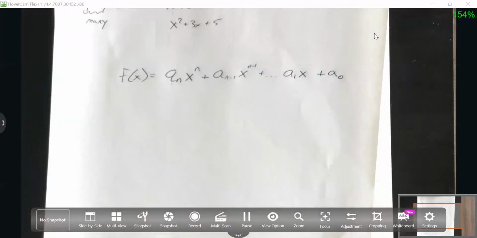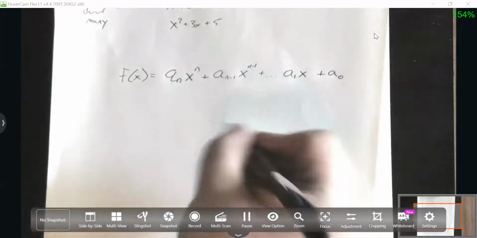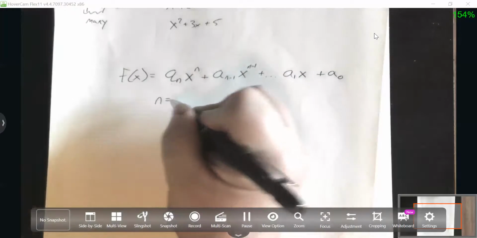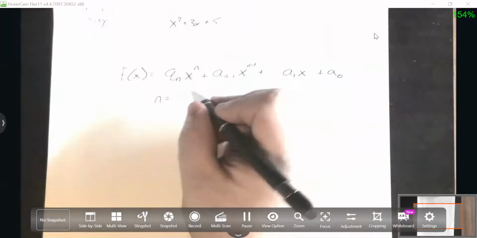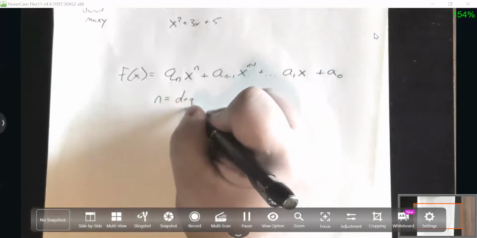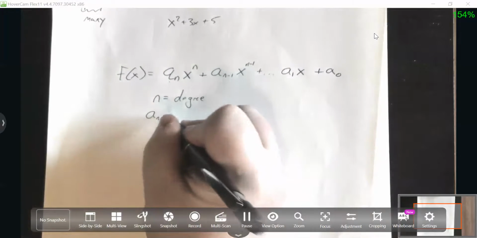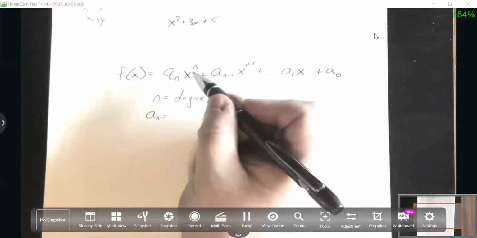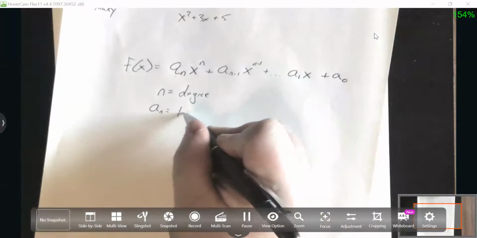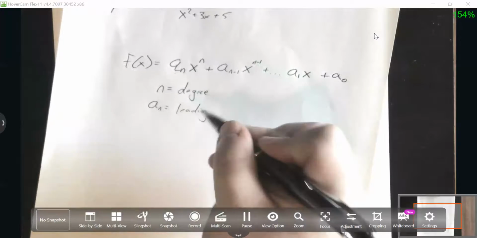I know that looks kind of crazy and ridiculous, but I'll go over it here in a little bit. So when we look at this thing, n, that's our highest power, that tells us the degree of the polynomial. Our a sub n, which is the coefficient in front of that highest degree term, that is called the leading coefficient.